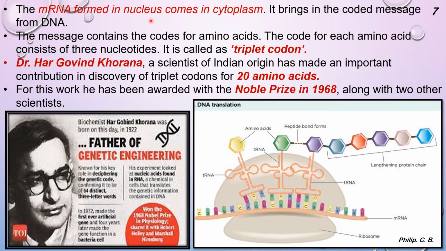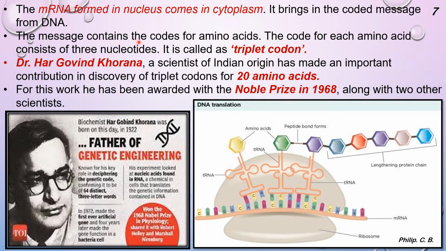Now how does it come out? As you have learnt about the plant cell and animal cell, about the nucleus, right? The nucleus has nuclear pores. It is not completely sealed. There are small openings, which are nuclear pores, in the nuclear membrane. So through the pores, this mRNA comes into the cytoplasm with the coded message from DNA.